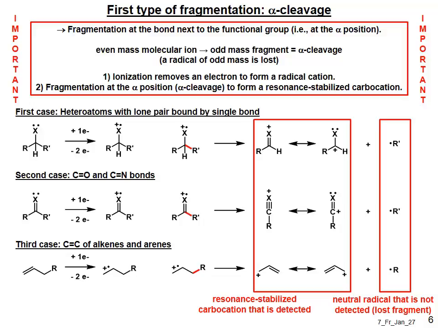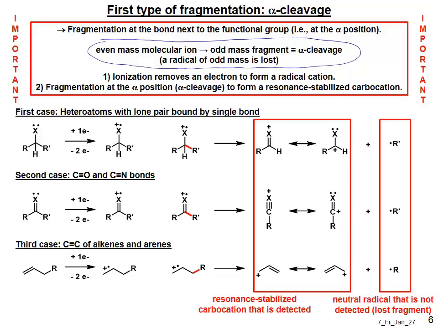Part of what you want to be able to do also is, from the spectrum, recognize where certain fragments come from. One of the hints that a fragment observed on a spectrum comes from an alpha cleavage is this very important observation: if you start with a molecular ion that has an even mass, you're going to lose a radical of odd mass, which means that the fragments you form are going to be of odd mass.